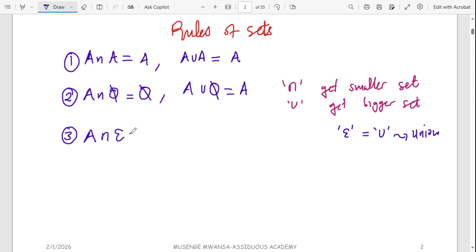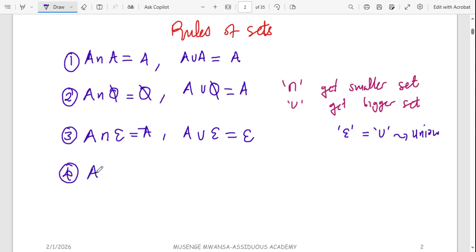So a set intersection the universal set. The universal set is the biggest set. From the rule I've talked about, if you get a set intersection the universal set, the smaller set in this case is going to be that same set. So the answer will just be that same set. Remember, that's the rule we've said. And then any set union the universal set: union gives you a bigger set, and the universal set is the bigger set, so it will actually be the universal set. The fourth one is when you're dealing with a complement.